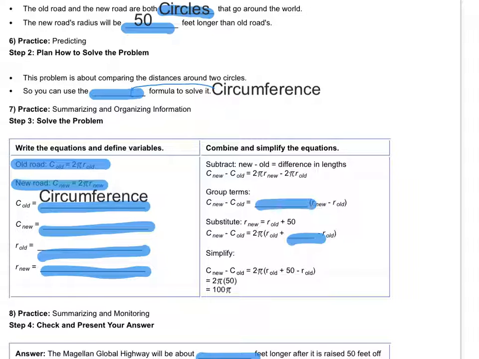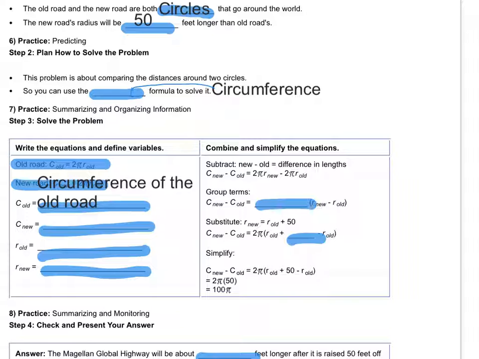So the circumference, black ink. All right, so the circumference of the old road. Gotta keep typing. That's what goes here. That's the circumference of the old road. And then the circumference of the new road would be C sub new.